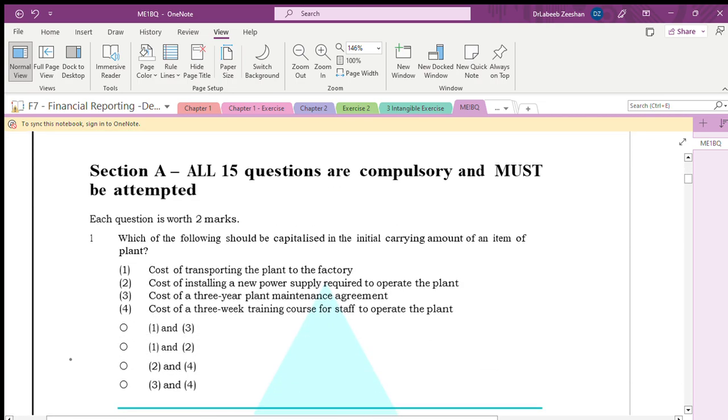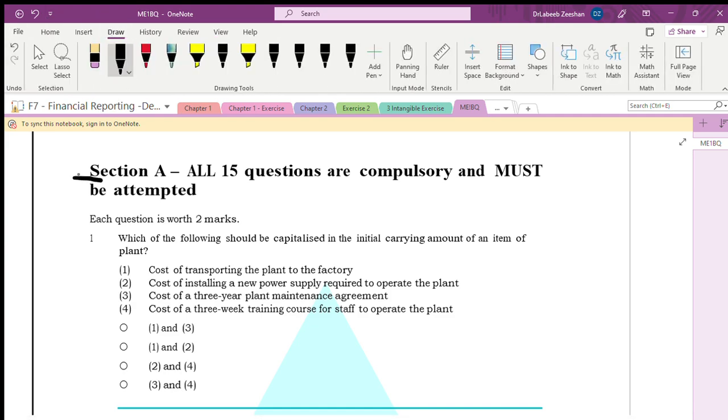Now, what is today? We are going to talk about only Section A. 15 questions will be there. Now, what they are saying: which of the following should be capitalized in the initial carrying amount? We are talking in terms of IAS 16, property, plant and equipment. We are talking in terms of capital expenditure, is it right?